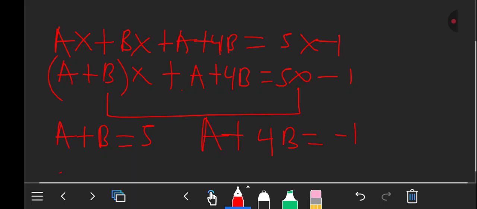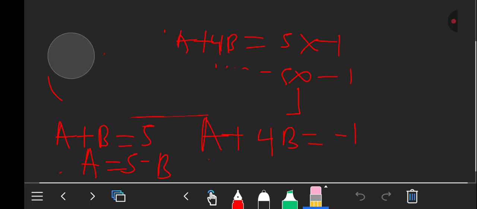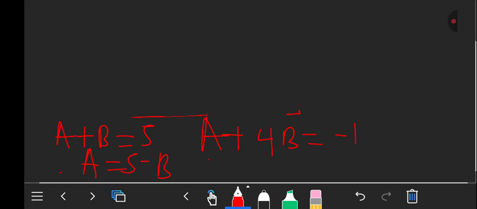So what I can say is I can make a the subject. I'll say a is equal to 5 minus b. I can substitute on this side. Where there is a, I'll substitute 5 minus b, then plus 4b is equal to negative 1. So this will be equal to 5 minus b plus 4b, that is just 3b, right?